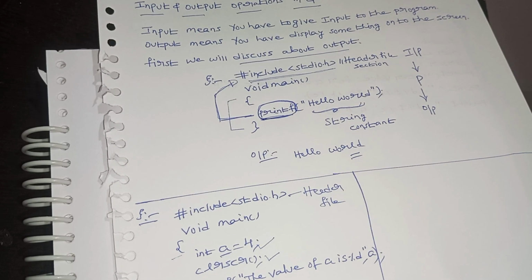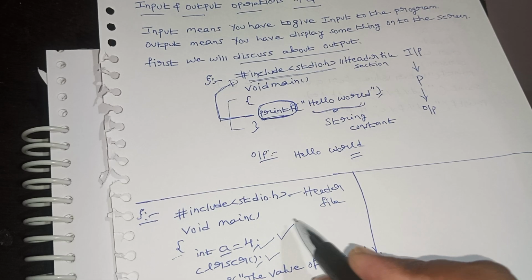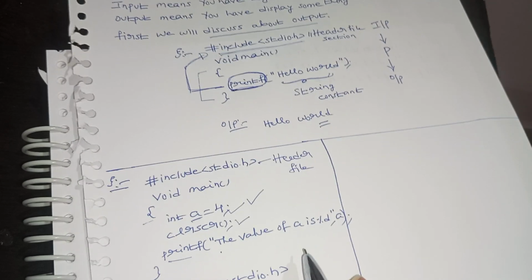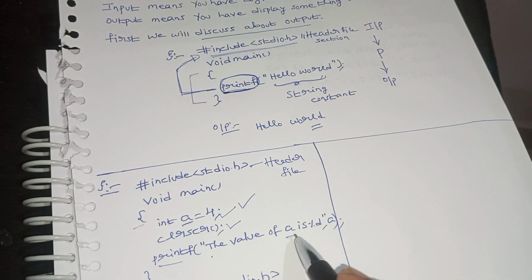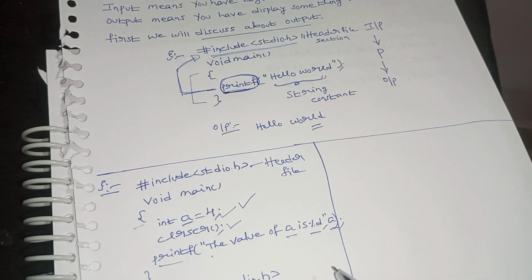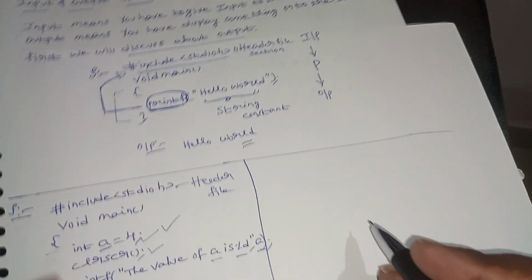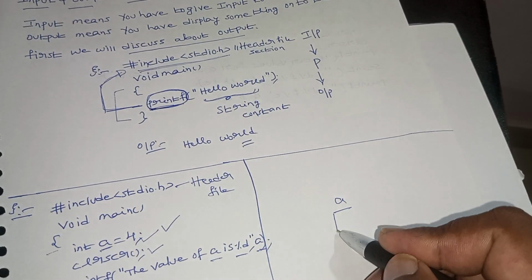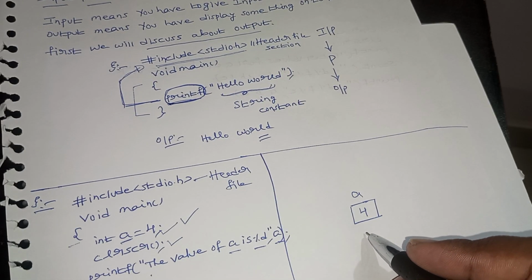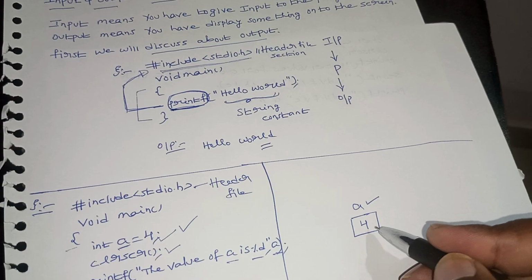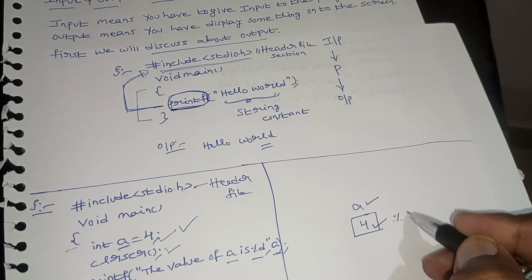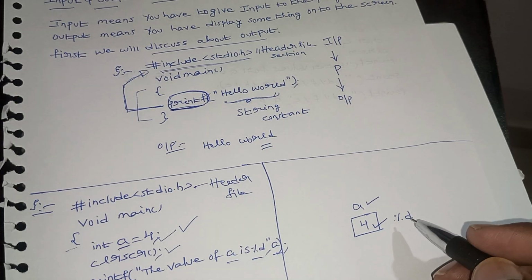Now see here, I want to print a onto the screen. How to print using printf? Now you see here, the value of a is percentage d, and then a. It means I am telling the system that in the variable a there is a value, 4, go and print. What type of value is it? It is percentage d. It means it is a decimal value.